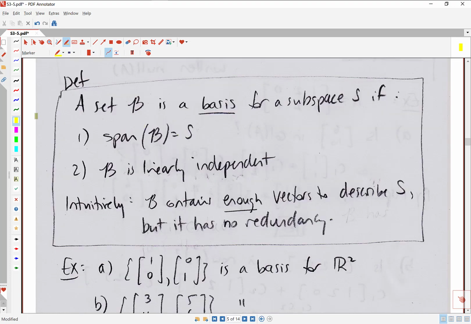Now, before we can get into any real calculations for this section, we need one more definition. We're going to say that a set B is a basis for a subspace S if 2 properties are true. Just in terms of notation, B is what we're calling the basis, and S is what we're calling our subspace. And remember that when we talk about subspaces, we mean things like lines through the origin or planes through the origin.